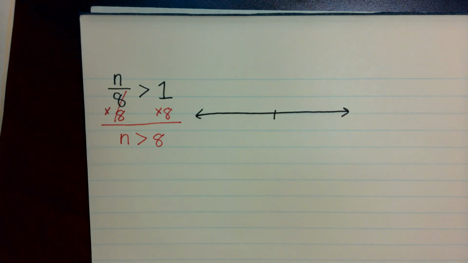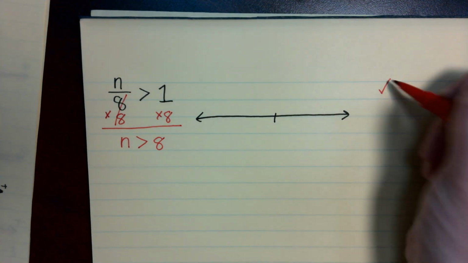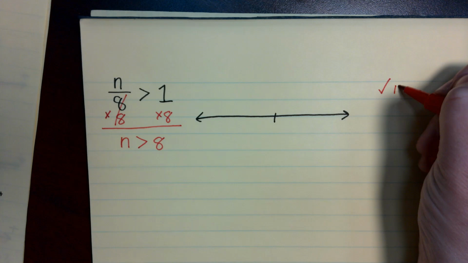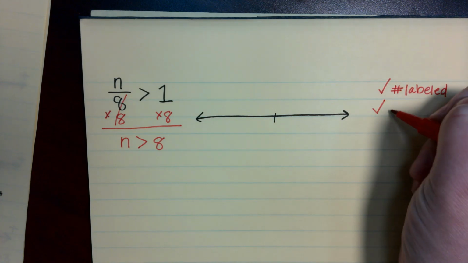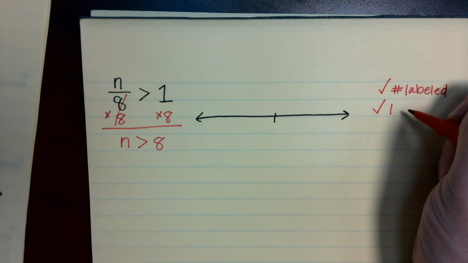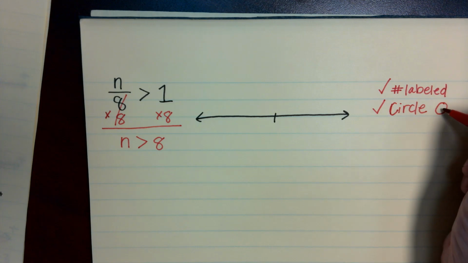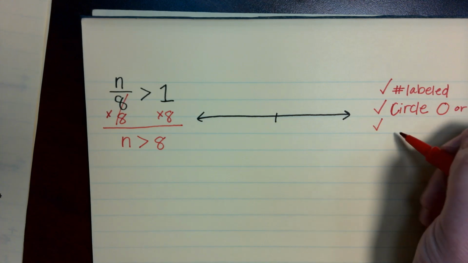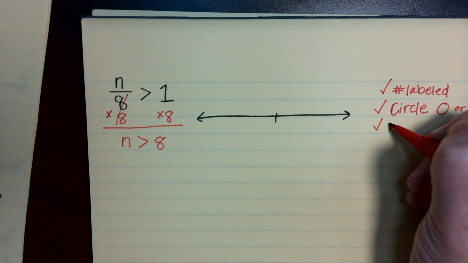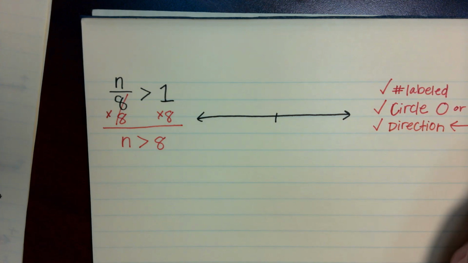Whenever we are graphing inequalities, there are 3 things I'm looking for. I'm looking for the correct number labeled. I'm looking for the circle either open or shaded. And then I'm looking for the direction that you shade, whether it be this way or the other way.